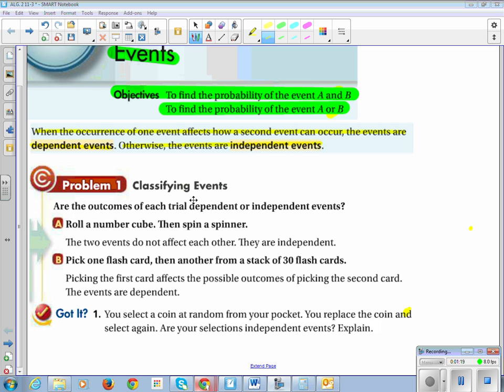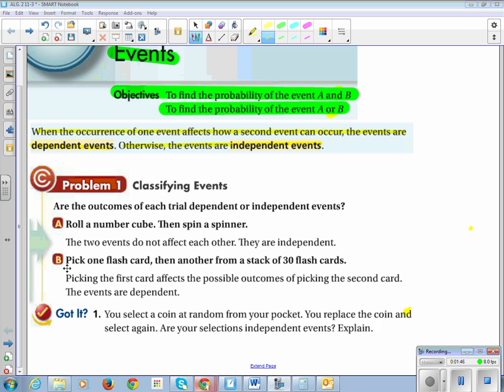All right, so let's look at a couple of scenarios. And we're going to look at, are the outcomes of each trial dependent or independent events? So if I roll a number cube and then spin a spinner, the two events do not affect each other. They are independent because you're not even touching the same item for each of these events. So they are definitely independent.